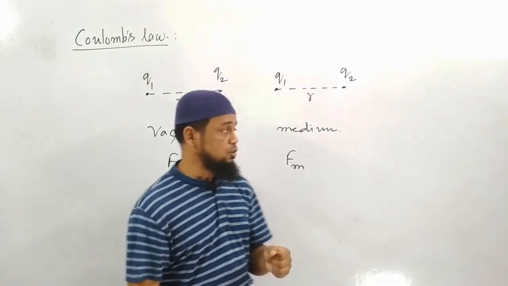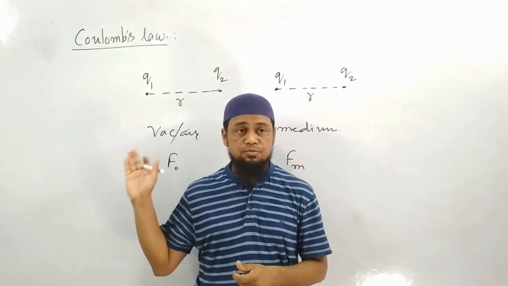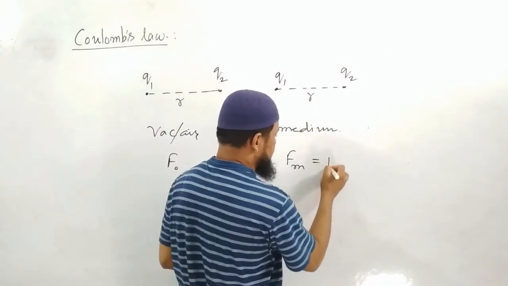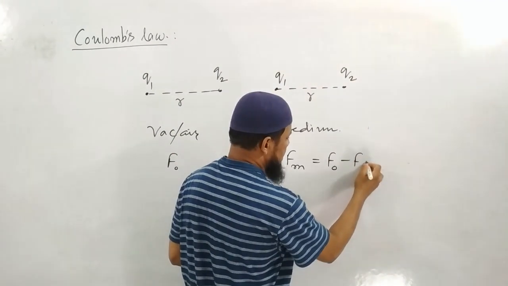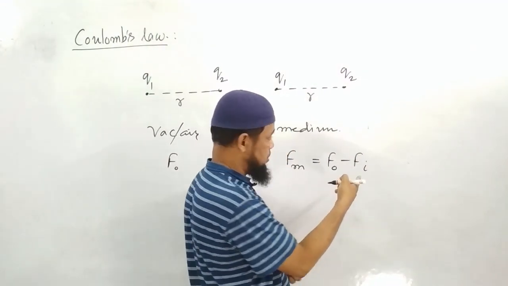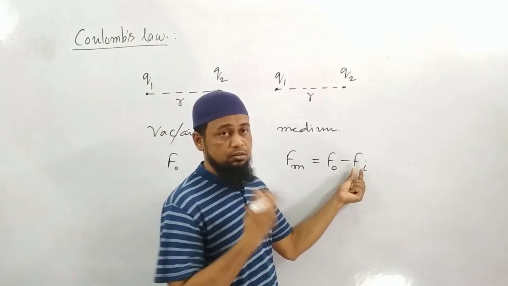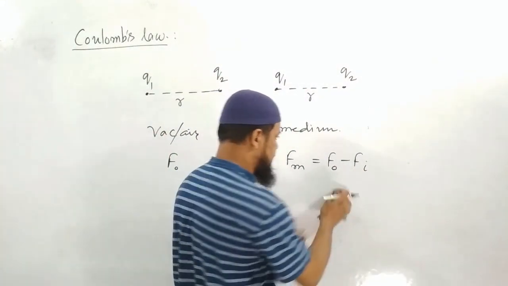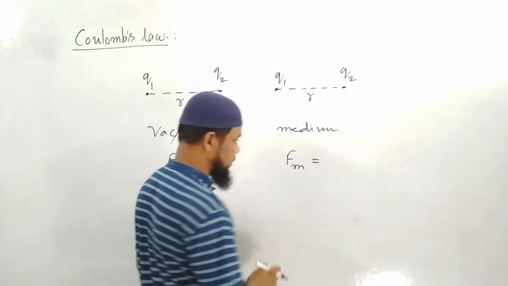So the net electric field, if it is in vacuum, was F naught. In medium, Fm will become F naught minus another electric field, the induced electric field, because of which another force will be there in the opposite direction. We'll talk about this in detail in polarization.